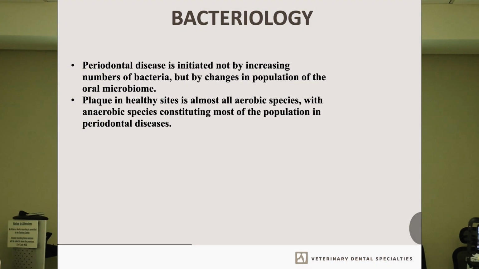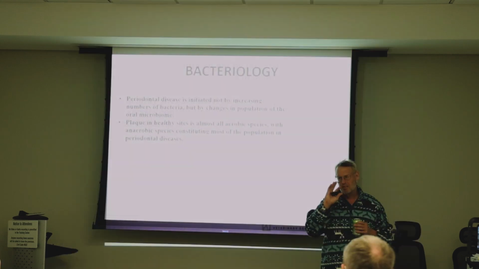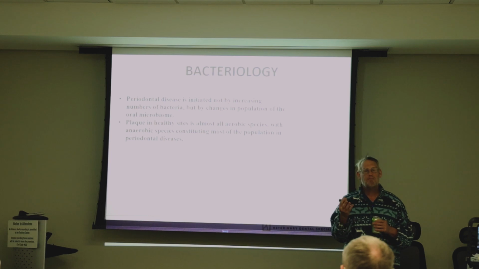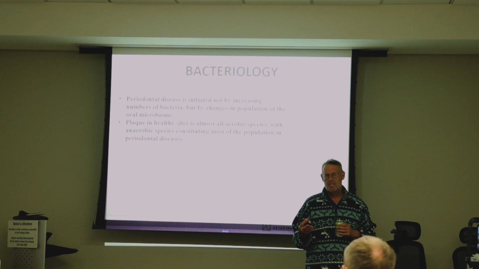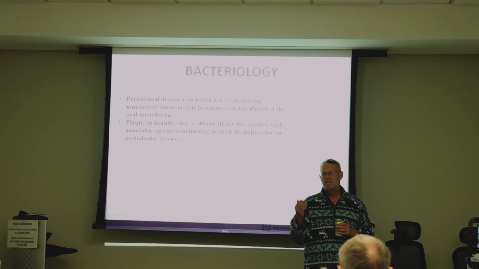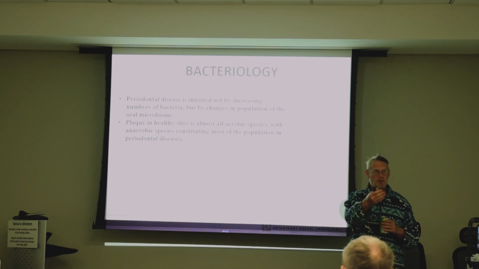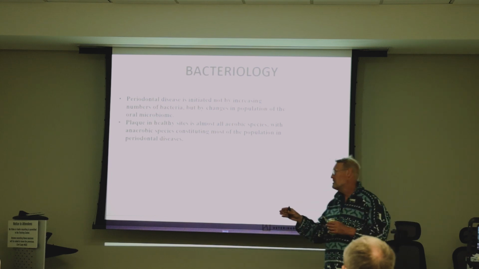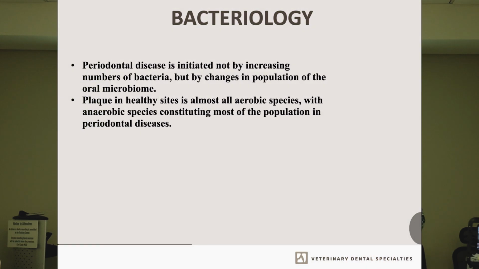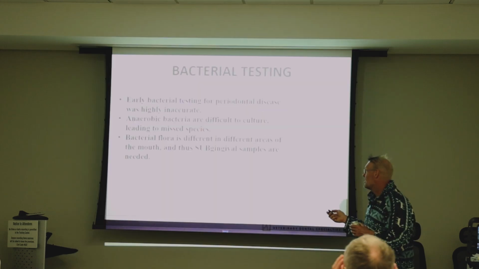This is a fascinating thing that I've learned. We'll talk about this a little bit more. When you have healthy sites, you have lower numbers of bacteria. And when you have periodontal disease or gingivitis, you have more bacteria. But what really causes periodontal disease is not necessarily an increase in the overall numbers, but a shift in the type of bacteria. Okay? So it's really changing from aerobic to anaerobic bacteria. So anaerobic bacteria are the bad guys. Okay? That's what causes it.